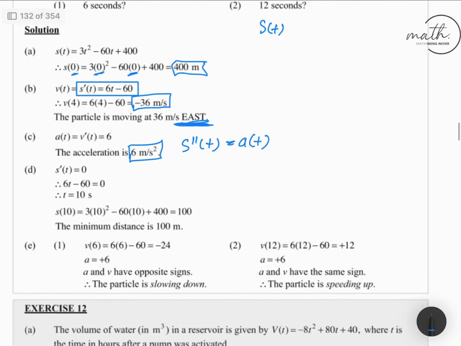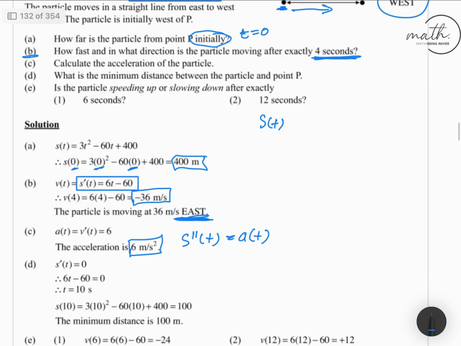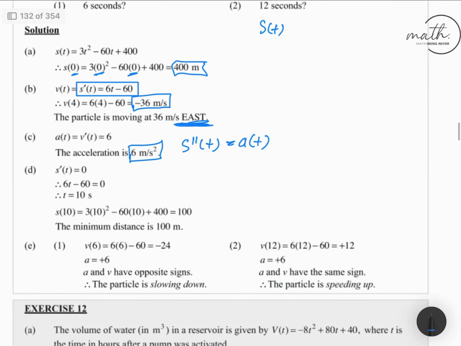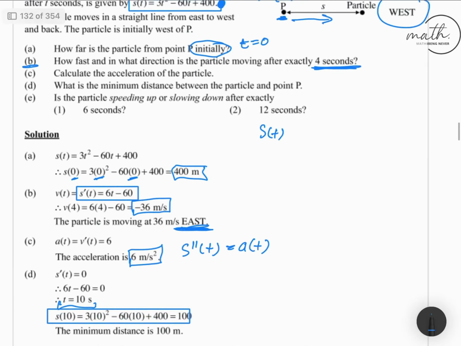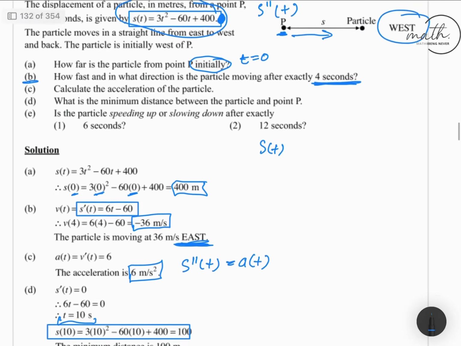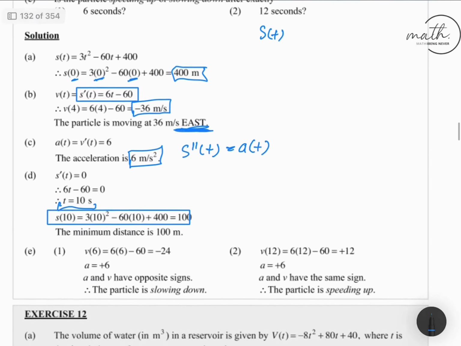D, what is the minimum distance? Again, minimum or maximum, you take the original, you find the first derivative, you equate it to 0, and then you solve for the time. And then there it is, you got the time. The minimum will happen after 10 seconds. What is that minimum? Then you take it and put it into the original, the s of t, this one here. And that means the minimum distance is 100 meters.